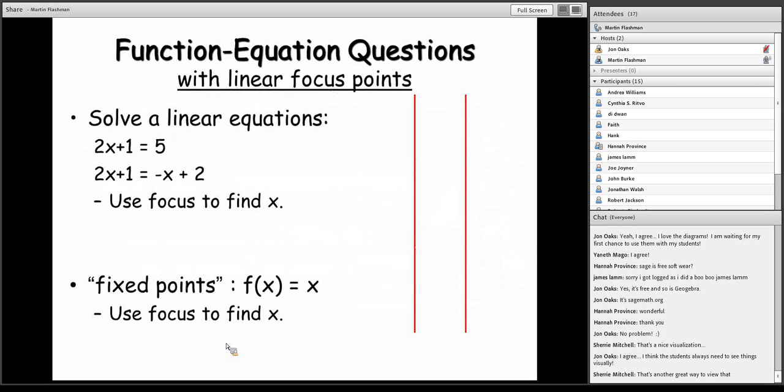Here's a couple of problems that using these mapping diagrams can help with. So I'm going to try and solve these rather quickly using the mapping diagram. So the first one is, we'll just look at this one first. I want to solve the linear equation 2x plus 1 equals 5. Okay, so what I think about is, this is a function. The function is 2x plus 1.